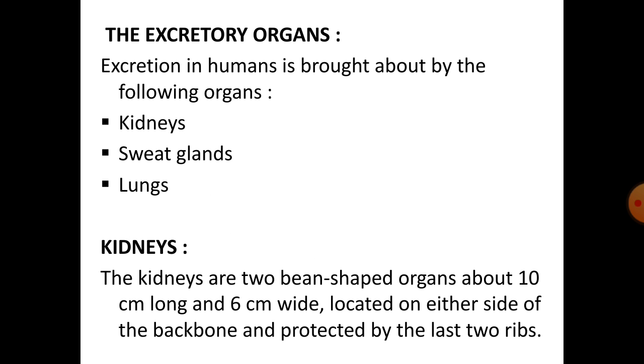Next, the excretory organs. As I said, excretion is brought about by some organs. The first organ is the kidney, then the sweat glands, and next the lungs. The kidney helps to excrete excess urea or nitrogenous waste from the body. Sweat glands help in the excretion of excess water from our body along with some salt. And through the lungs carbon dioxide is released out and oxygen is taken in.